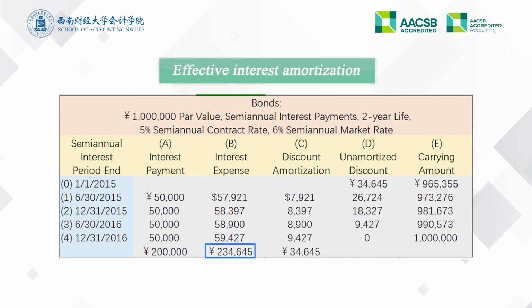Total bond interest expense is 234,645 yuan, consisting of 34,645 discount, and 200,000 interest payments. Over the 2 years, the unamortized discount gradually decreases to 0.